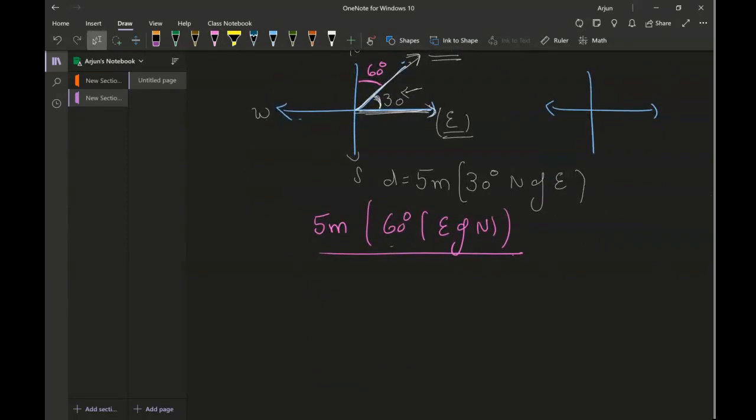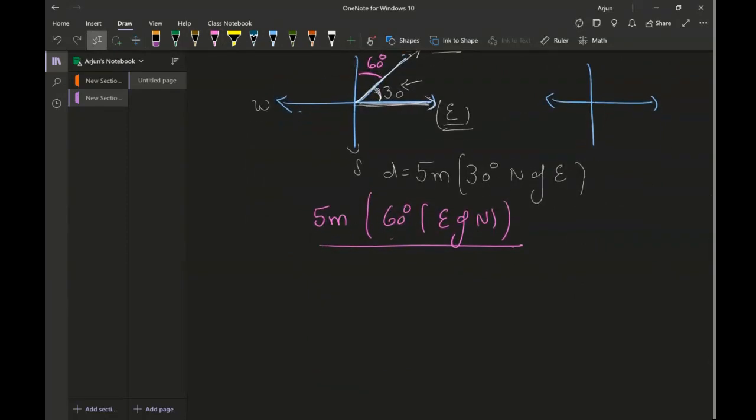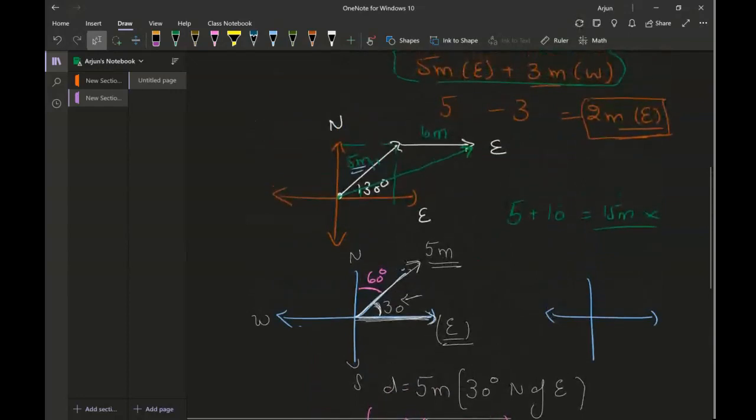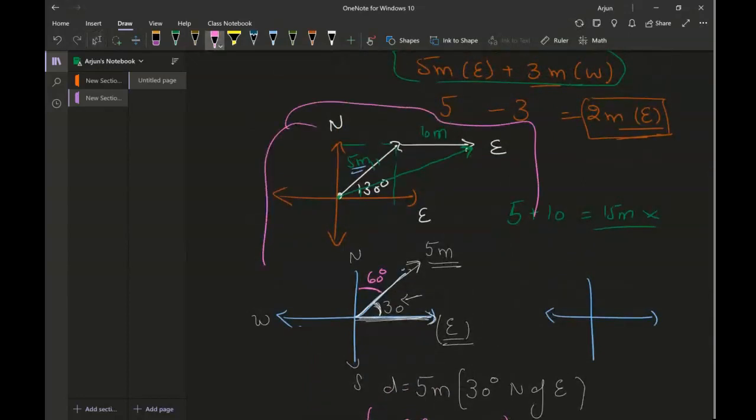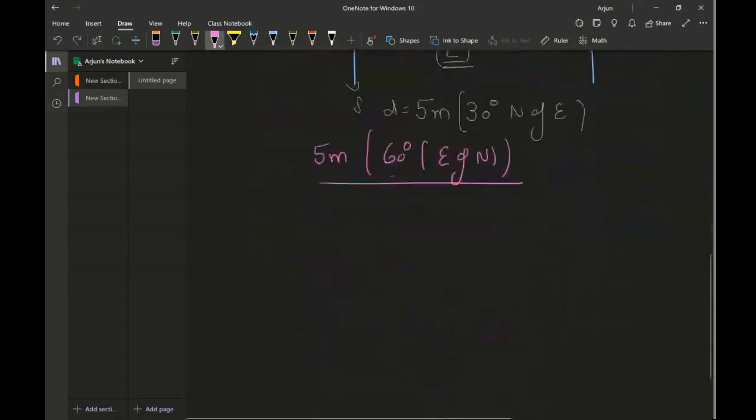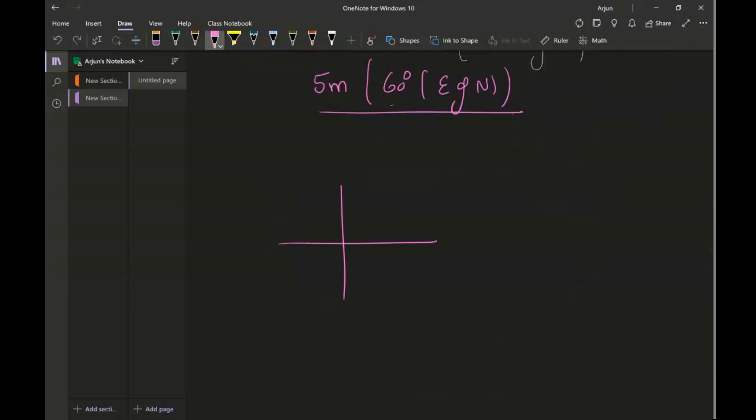Now, how do we resolve the components of this vector? We're trying to solve this question by using the component method. If you are given two vectors and they are 2D vectors, at least one of the two has to be a 2D vector. So this vector is 5 meters at an angle of 30 degrees.